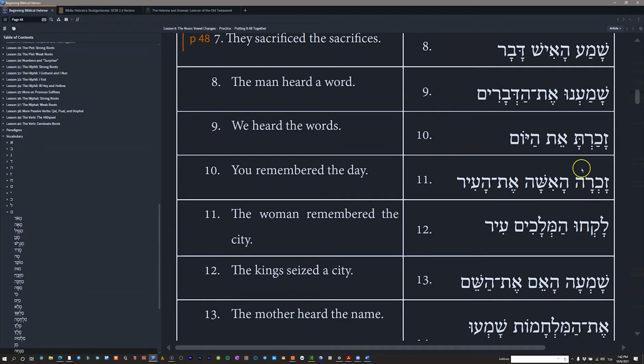Zachra is the 3FS form of zachar, remember. So we can check to see if we have a subject. We have the noun ha'isha, which is feminine singular. That would be a good match.